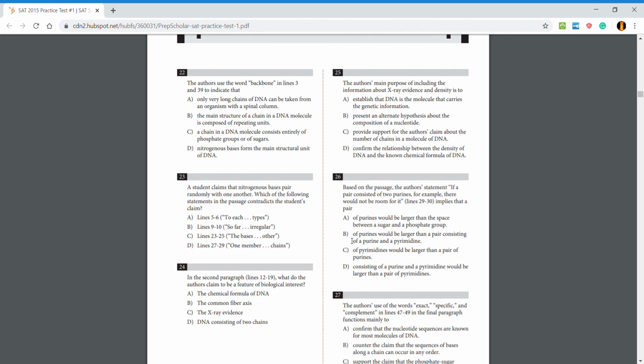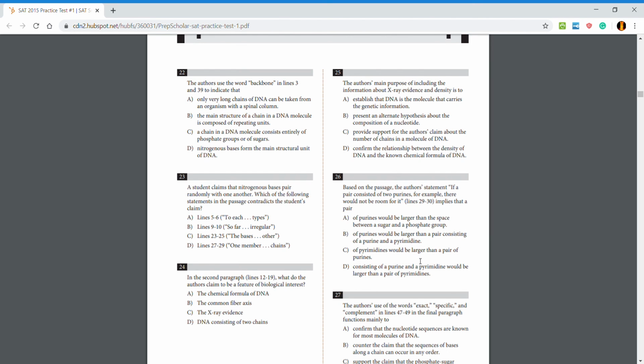So let's move on. B. A pair of purines would be larger than a pair consisting of a purine and a pyrimidine. This does make sense, as the author states before that in order to bridge, it has to be this, and if it was two purines, there wouldn't be room. So B does make sense according to what we said before.